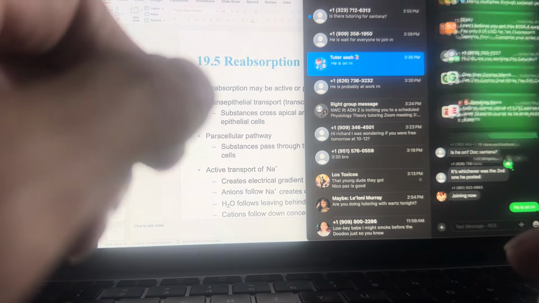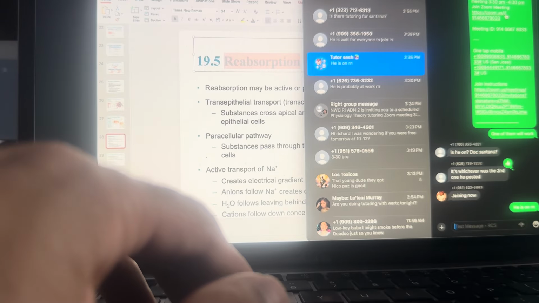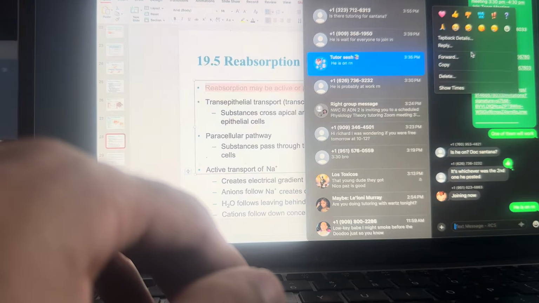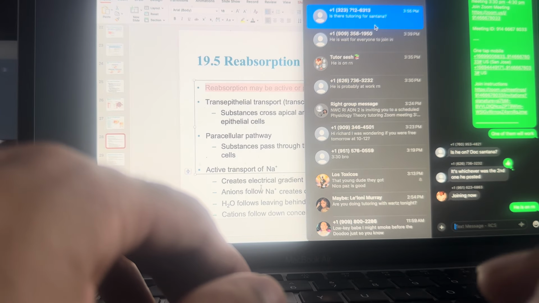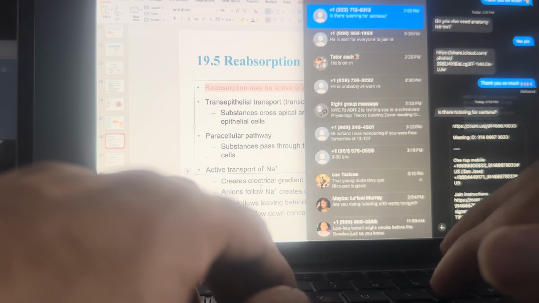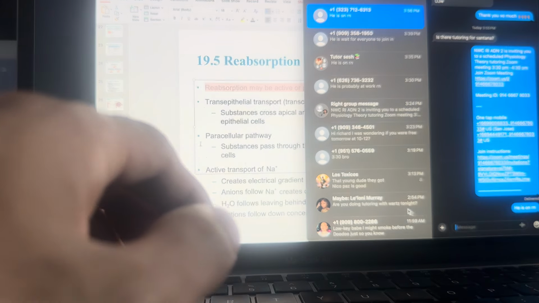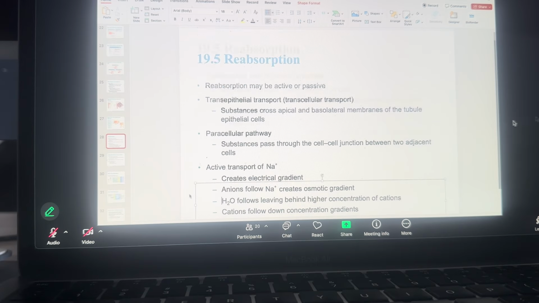All right. So the processes that the kidneys can go through start with reabsorption, right? Reabsorption can be active or passive. If it's active, you need ATP. If it's passive, you're just using normal diffusion, osmosis, right? No energy needed.